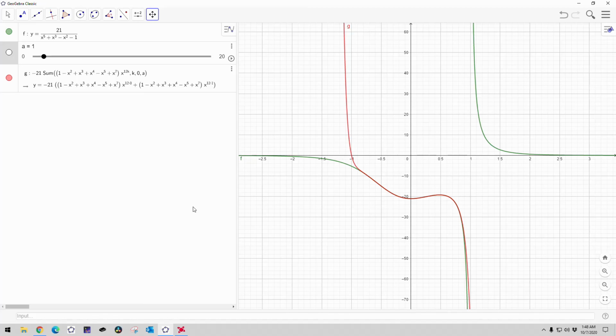So I hope this has helped you understand the ways that we can add and multiply power series in order to get other representations for rational functions.